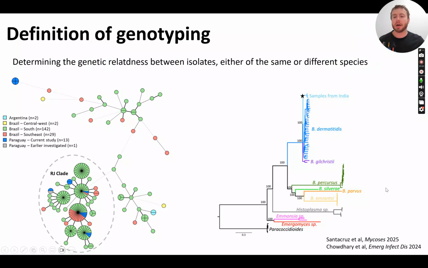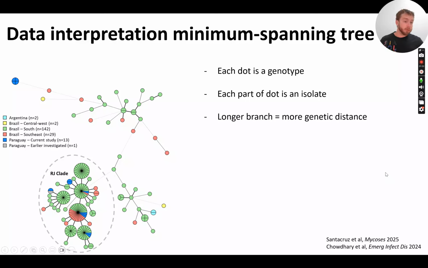And with that being said, I would like to start with the definition of genotyping. What does it actually mean within the field of medical mycology? Well, it basically means to determine the genetic relatedness between isolates, either of the same or different species. And usually when we have genotyping results, we would like to visualize our results. And often we do that in the two ways that you can see on the slides right now. And I will briefly explain them in order to understand the following slides better.